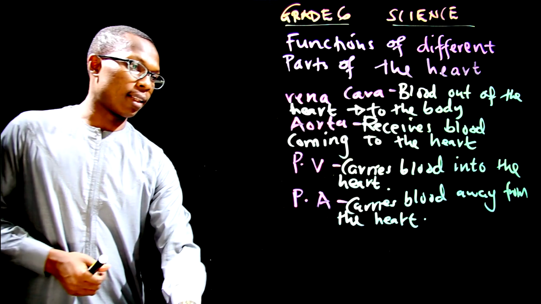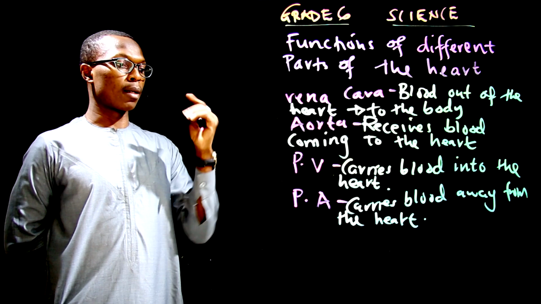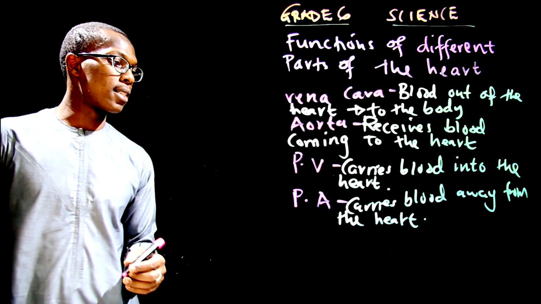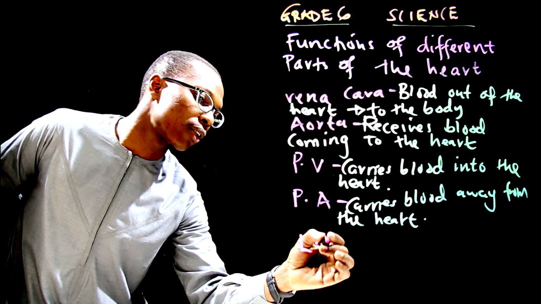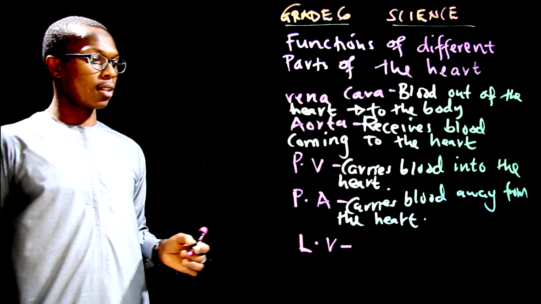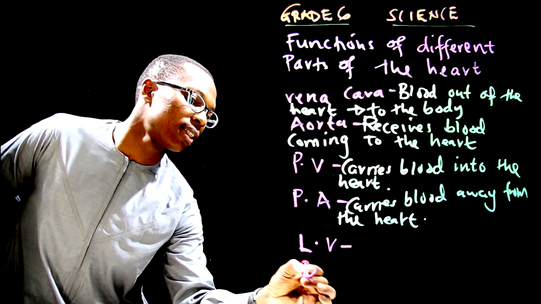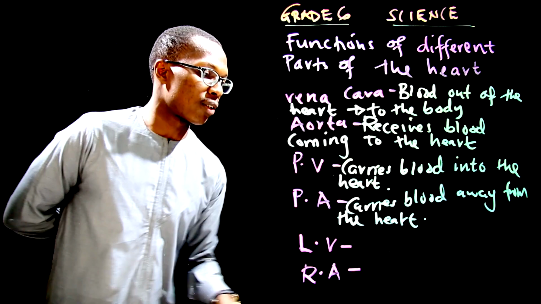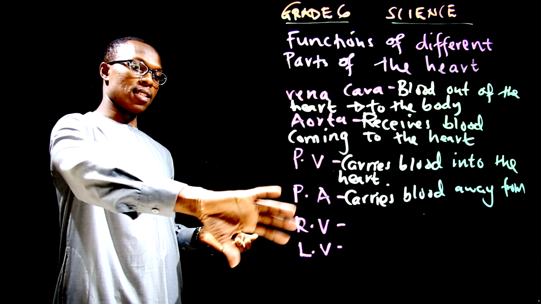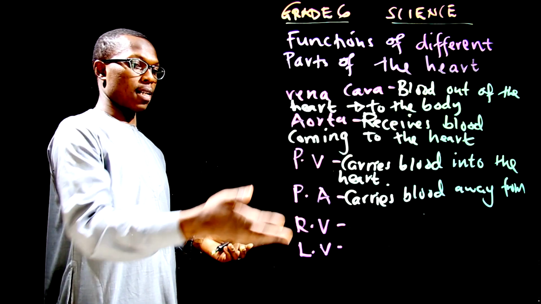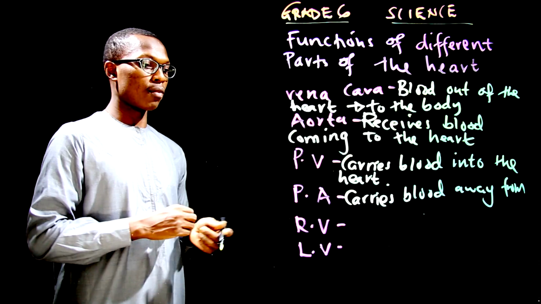Okay, so I think this is it. Now let's move on to the next one. So we're done with the pulmonary vein, we're done with the pulmonary artery. Now let's go to the left ventricle. We have the left ventricle, and then we have the right ventricle. Now we've said all these have short forms, yeah. So RV is the right ventricle, and LV is the left ventricle.